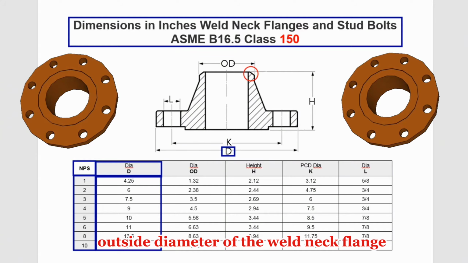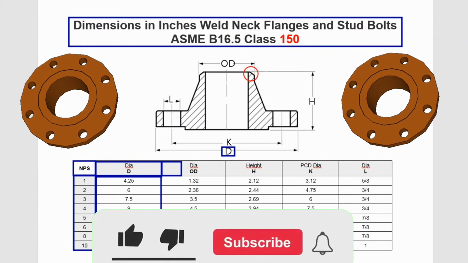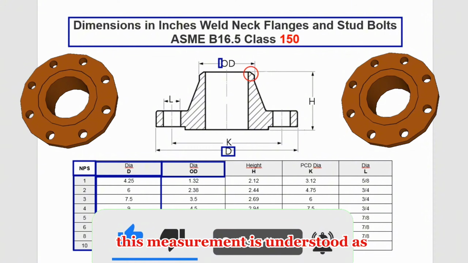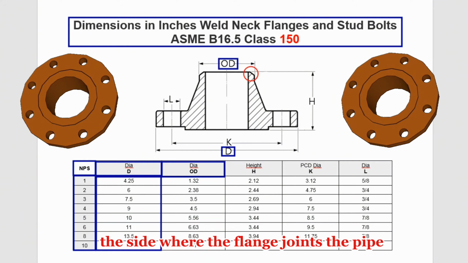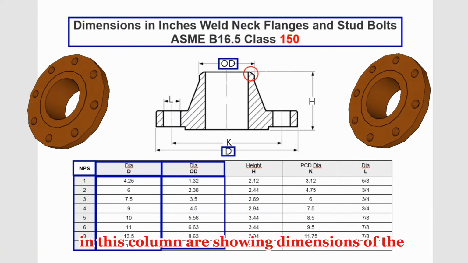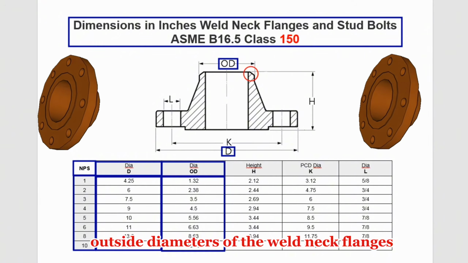Outside diameter of the weld neck flange. When talking about the outer diameter of the weld neck flange, this measurement is understood as the side where the flange joins the pipe. This column shows the dimensions of the outside diameters of the weld neck flanges, 1 inch up to 10.